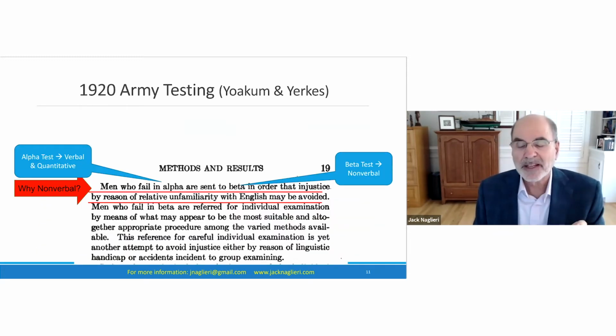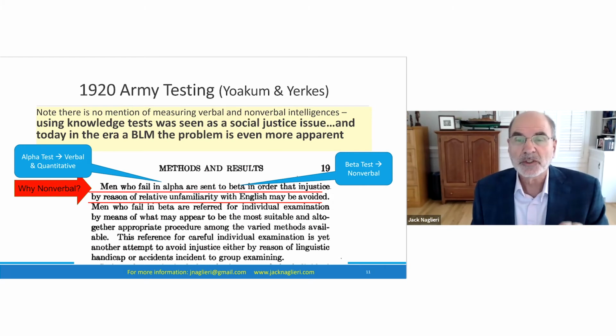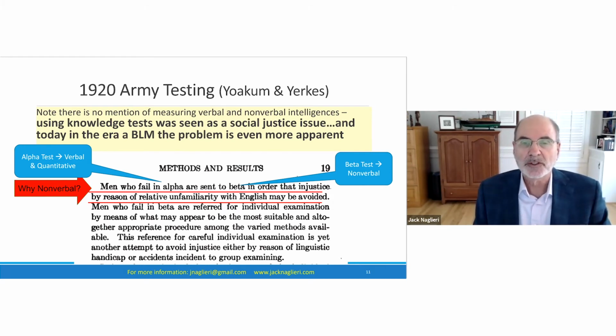Now, why do they have a nonverbal scale? In 1920, Yoakum and Yerkes explicitly wrote, "Men who fail in Alpha are sent to Beta in order that injustice by reason of unfamiliarity with English may be avoided." There's no mention of measuring verbal and nonverbal intelligences, and importantly, the inclusion of test questions that required knowledge, and especially knowledge of English, was considered a social justice issue 100 years ago.